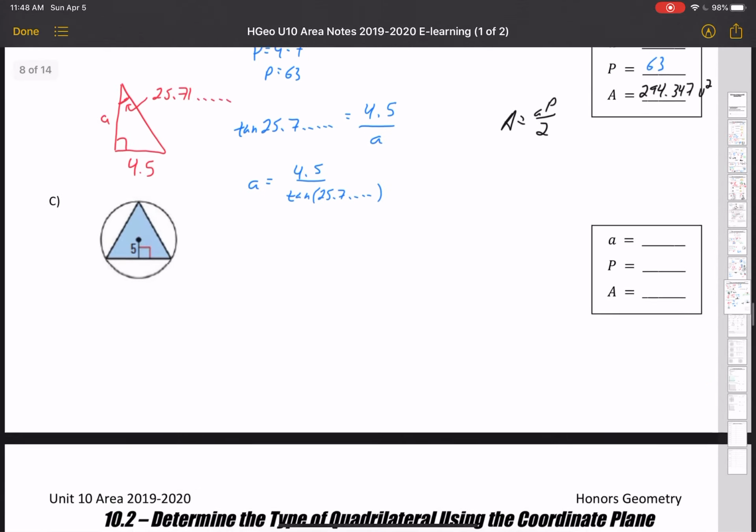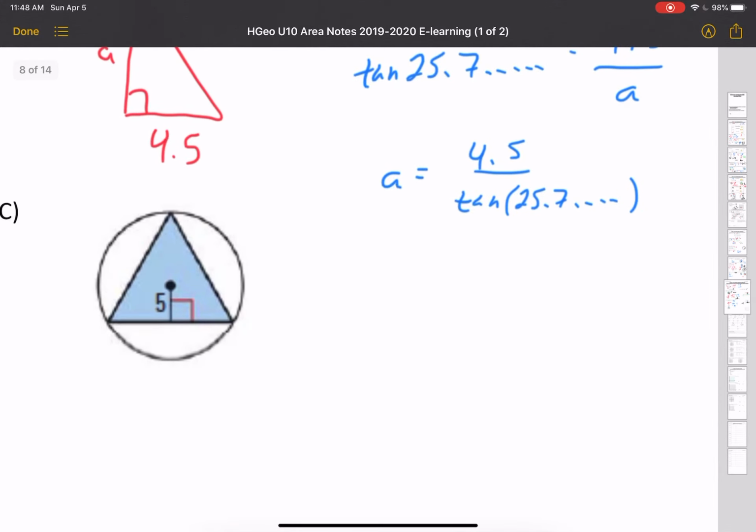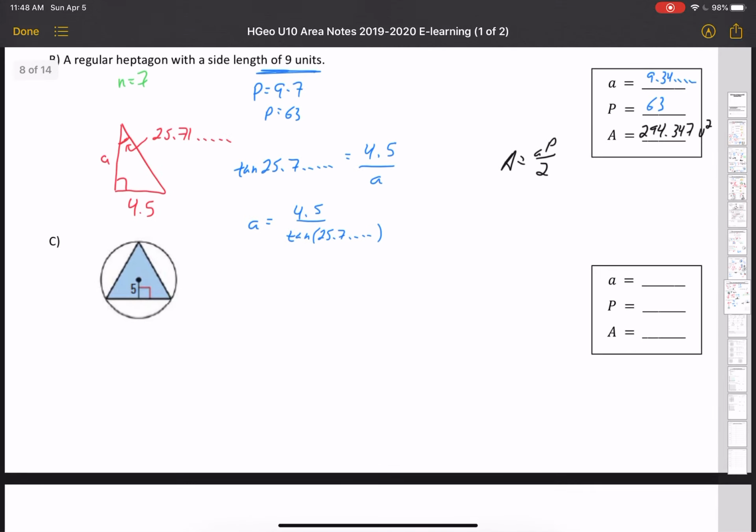Okay? Last one, C. We've got an equilateral triangle in there. We know the apothem is 5. So we can put 5 right in there for the apothem. What we need to do now is figure out what the side length is. So I'm going to draw in the radius there. We need to find this. In order to do that, we need to figure out what this angle is up here.